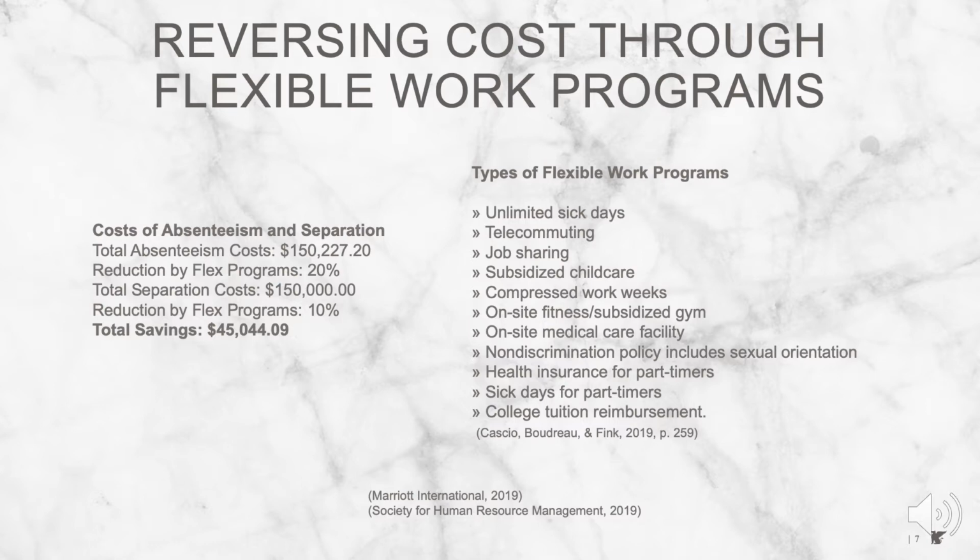You may be asking what types of flexible work programs are available. Some of these do include telecommuting, job sharing, subsidized childcare, compressed work weeks, on-site fitness, or on-site medical care facilities. Non-discrimination policy includes sexual orientation, health insurance for part-timers, sick days for part-timers, and college tuition reimbursement.